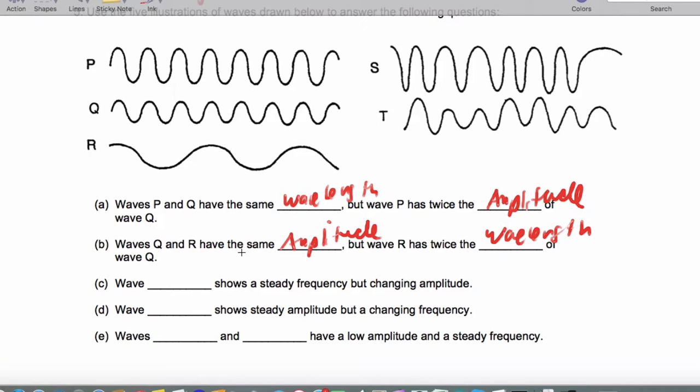Okay. Which wave shows a steady frequency but changing amplitude? I would say wave T. Now, what shows a steady amplitude but a changing frequency? Definitely S, right? Nice steady amplitude, but the frequency kind of stretches and shrinks. Let's see, we need a low amplitude and steady frequency. I would say Q and R.